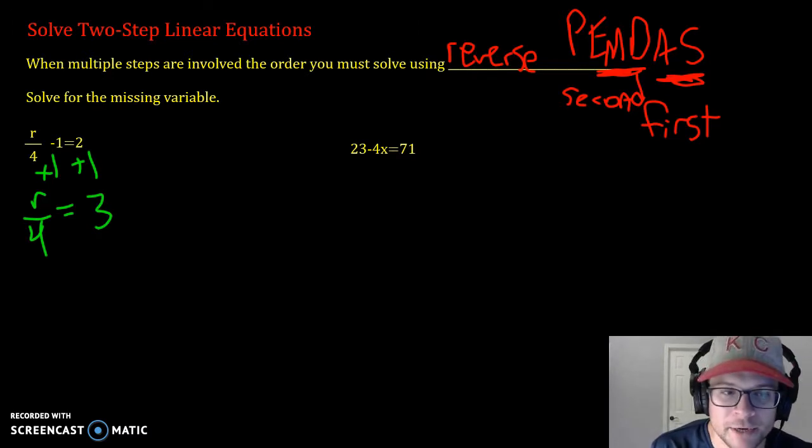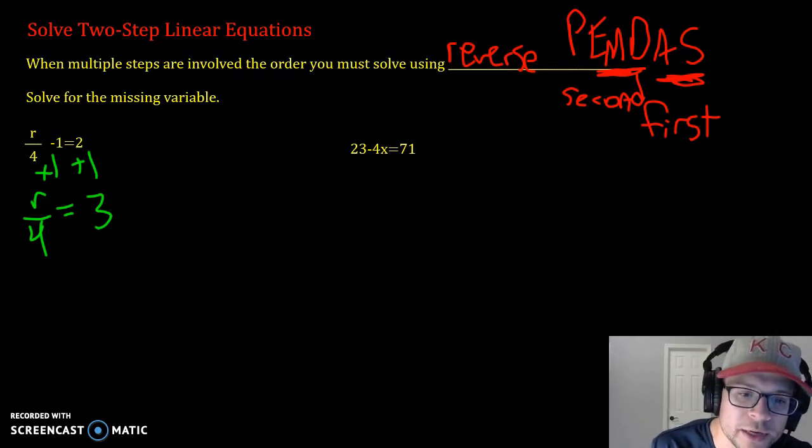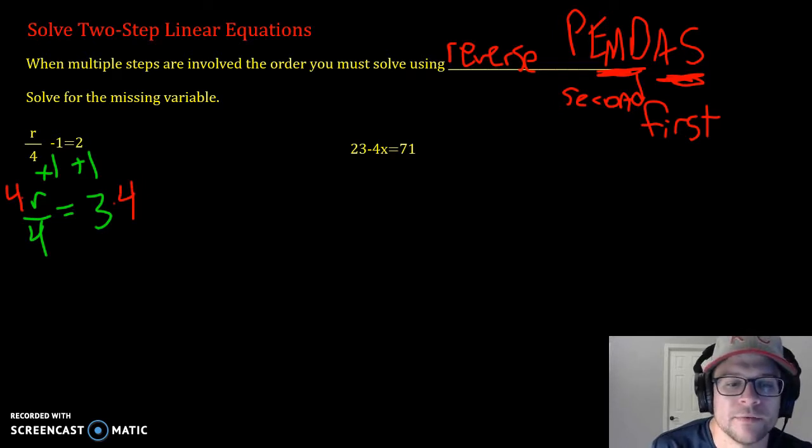Then to do the opposite of your dividing by 4, because that comes after we've taken care of all of the addition and subtraction, is to times by 4 on both the left and the right side. 4 divided by 4 is 1. We're left with r, and 3 times 4 is 12.